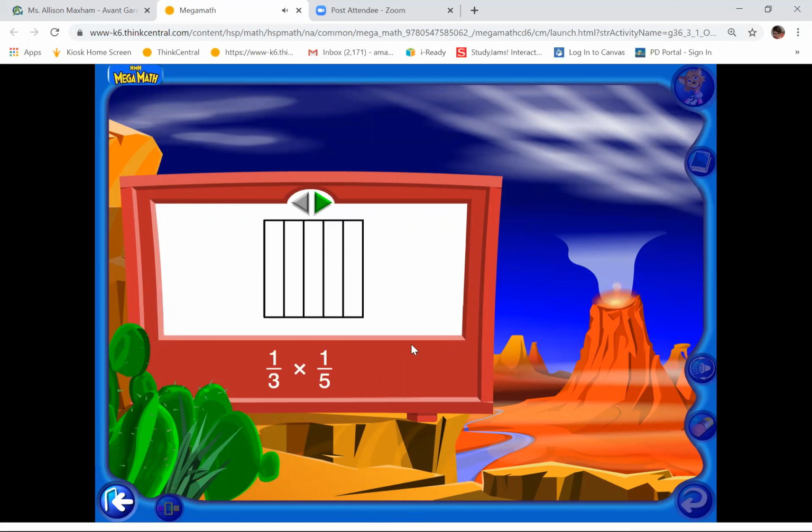First, click these arrows to shade and unshade the column. Shade 1/5 of the whole square. Okay, they said to shade 1/5. 1, 2, 3, 4, 5. There it is. That's 1/5. Then I'm going to click go. All right. What do you think is going to happen next? I shaded 1/5. Next, I'm going to have to do, I don't know, let's find out.